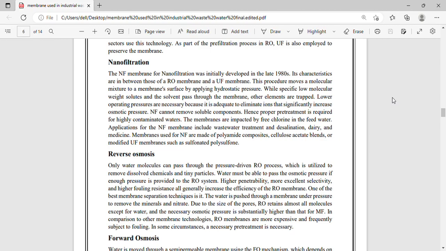NF cannot remove soluble components, so proper pretreatment is required for highly contaminated waters. The membranes are impacted by free chlorine in the feedwater. Applications for the NF membrane include wastewater treatment and desalination, dairy and medicines. Membranes used for NF are made of polyamide composites, cellulose acetate blends, or modified UF membranes such as sulfonated polysulfones.